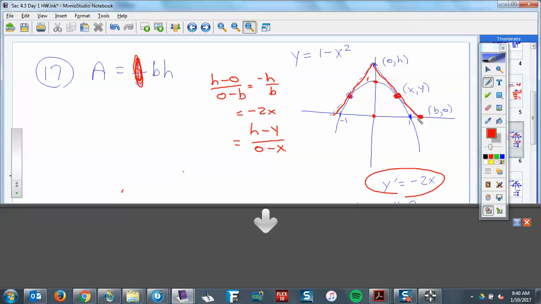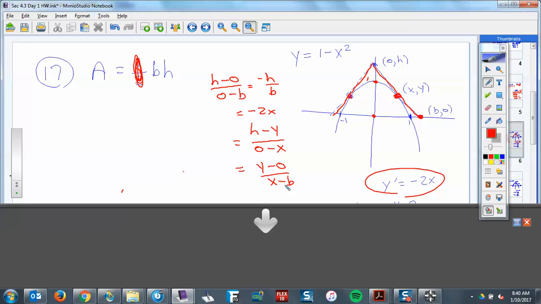And I could do these two points down here. I could do y minus 0 and x minus b. That would be the slope of that line. All four of those things are going to be the slope of that line. Okay, and they all have to be the same, right? So why not just set them equal to each other?